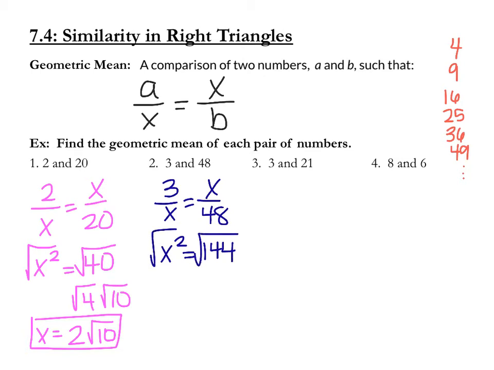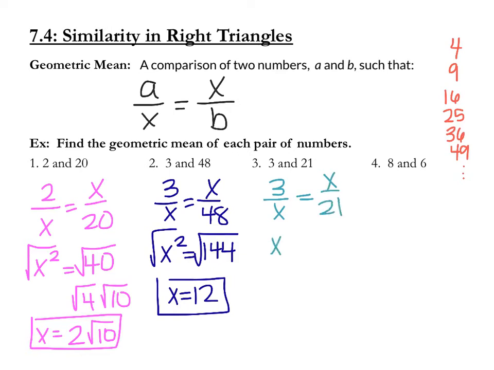Take the square root. That is actually a perfect square, so that's going to come out just as 12. You can always check that first to see if they are a perfect square. If they are a perfect square, you can just simplify it. You don't have to break it apart. Alright, number 3 would be 3 over x equals x over 21. X squared is equal to 36.